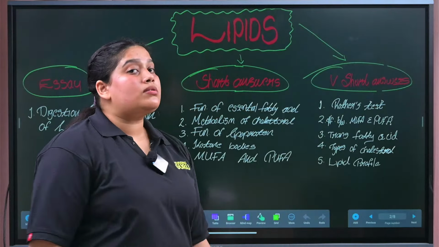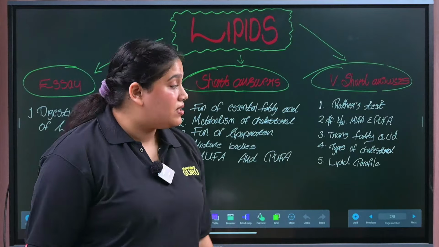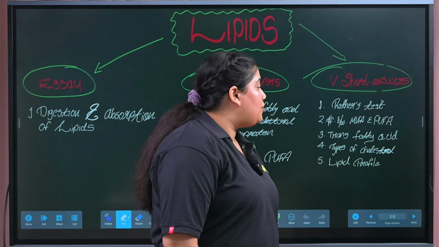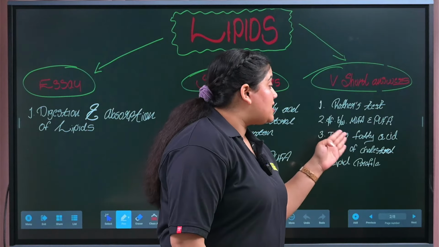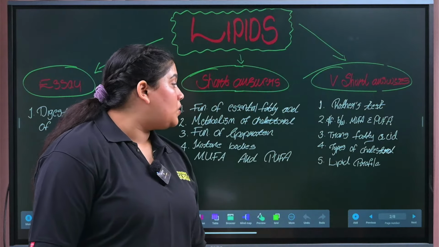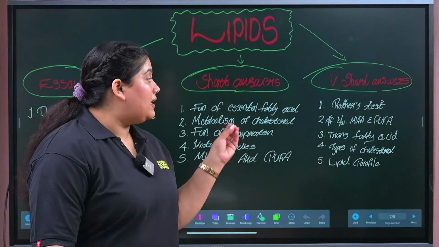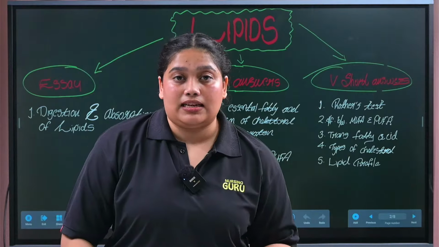Next we'll move on to short answer questions. In short answer questions we have 5 expected questions: Rothera's test, difference between MUFA and PUFA, trans fatty acid, types of cholesterol and lipid profile. Okay. So you can write these down in 3-4 sentences. Okay.